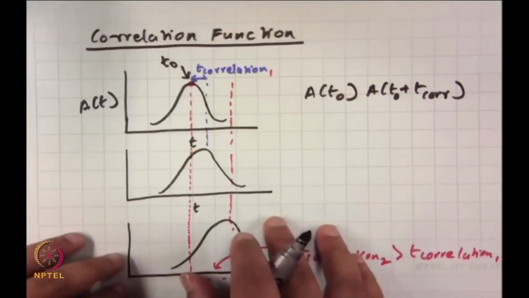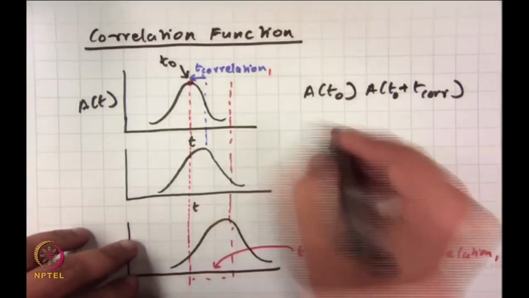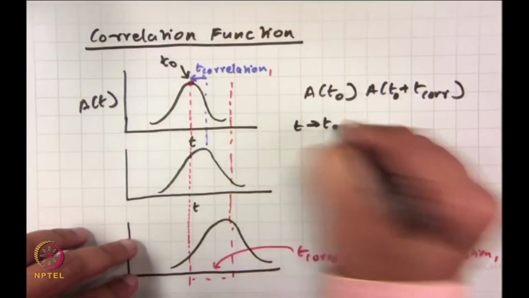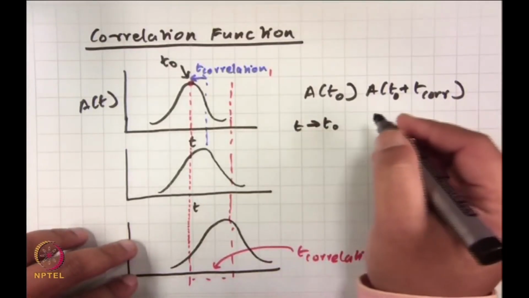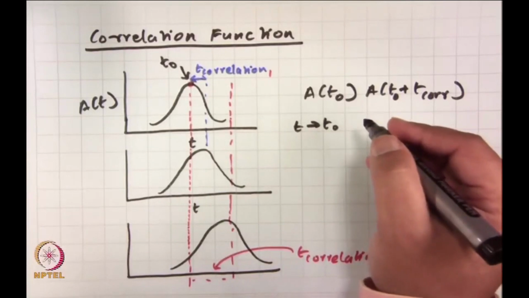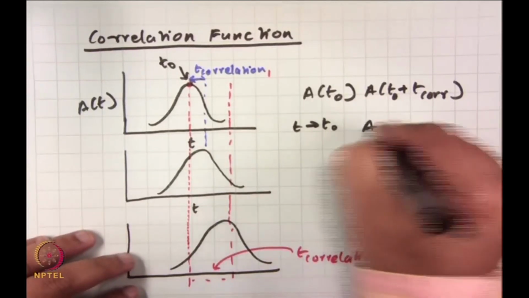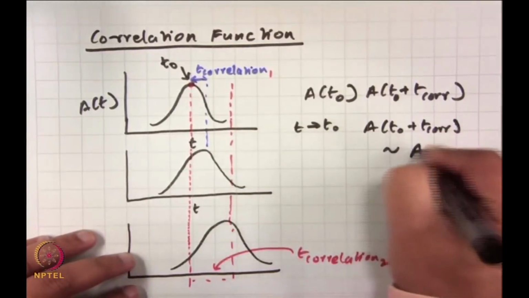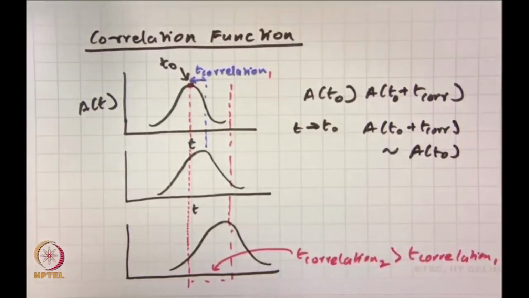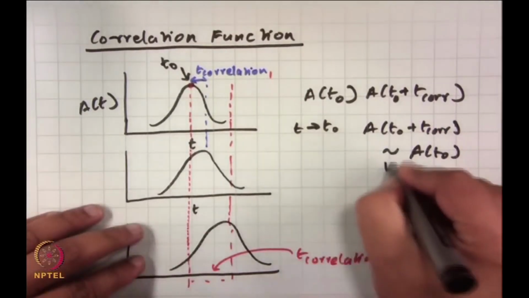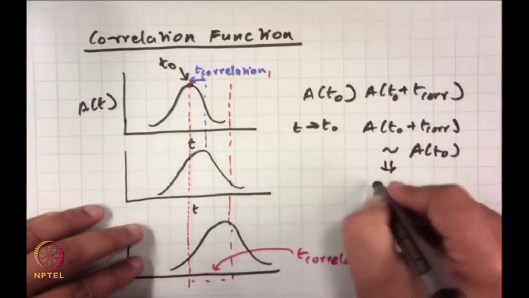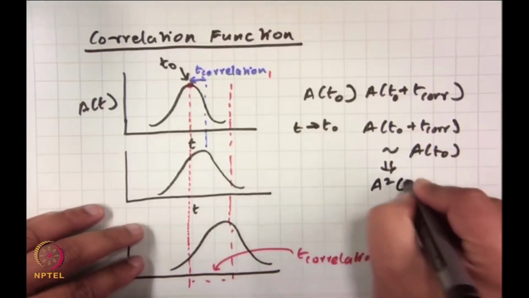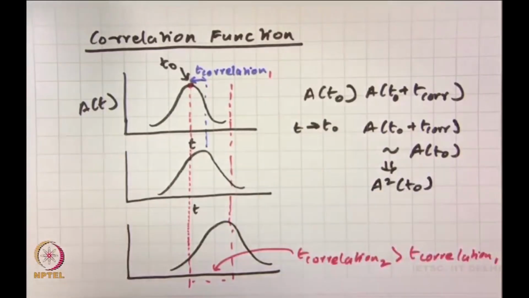So, you can immediately see what happens when t is very close to t naught. That means t correlation is really small, then essentially A of t naught plus t correlation is almost equal to A of t naught, and that is what we said last time. So, this would be equal to A squared of t naught. But remember, when I am taking t naught, this is the maximum I can have of the product of these two.